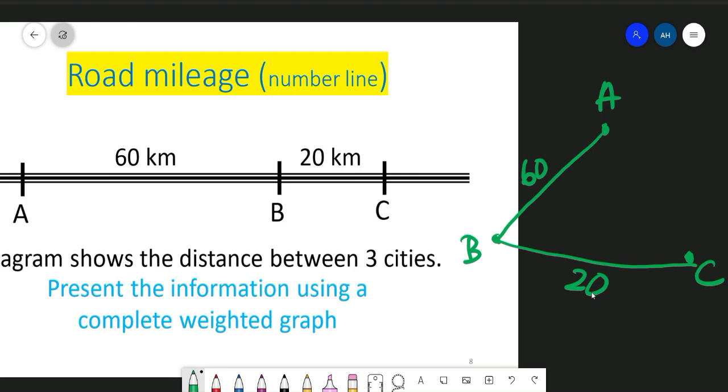No need. We are not going to follow any scale, right? So this we have already done from A to B and also from B to C. How about from A to C? What's the distance from point A to point C?